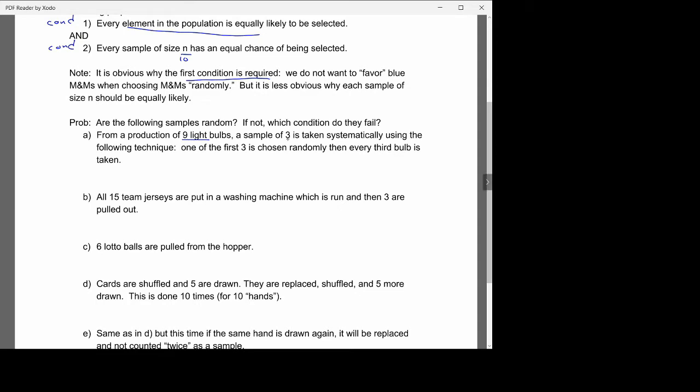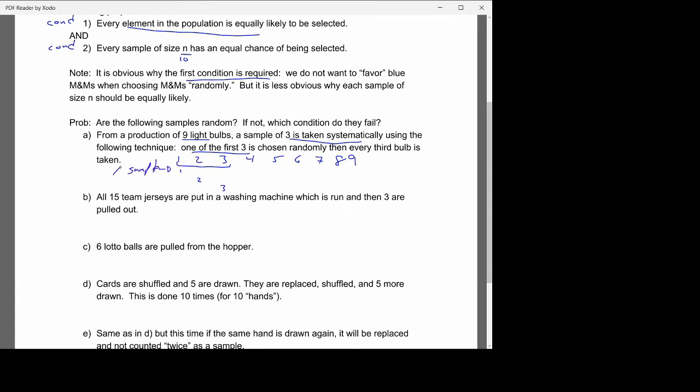And we're going to take a sample of 3 systematically using a technique. We're going to take one of the first 3, and then every third bulb is taken. So if we have our bulbs, there are 9 of them, and I'm going to label them 1 through 9. One of the first 3 we'll take randomly. So we'll either get 1, 2, or 3.